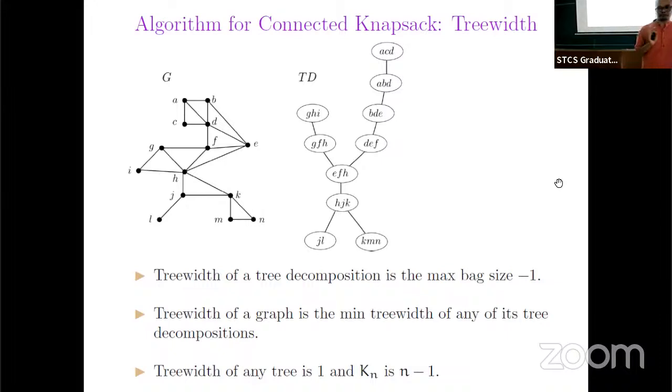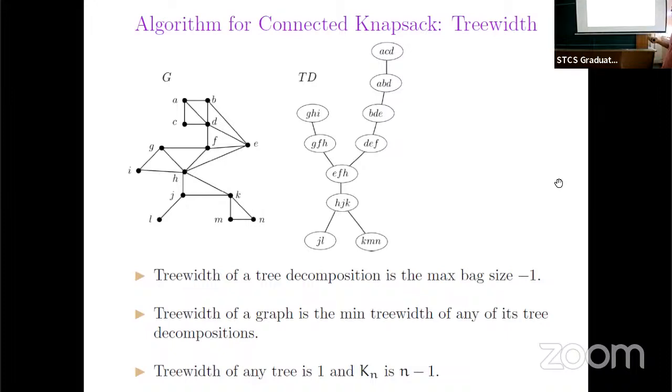That's also a tree decomposition. It's not unique. Tree decomposition of a graph is not unique, and the tree width of a tree decomposition is the size of the largest bag minus 1. Why minus 1? Just to ensure that the tree width of trees is 1. That's it.